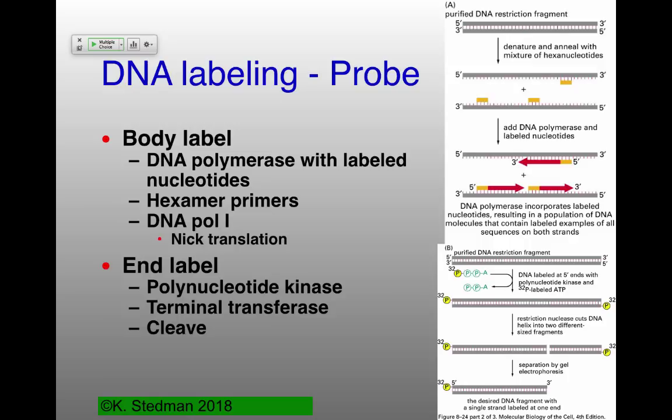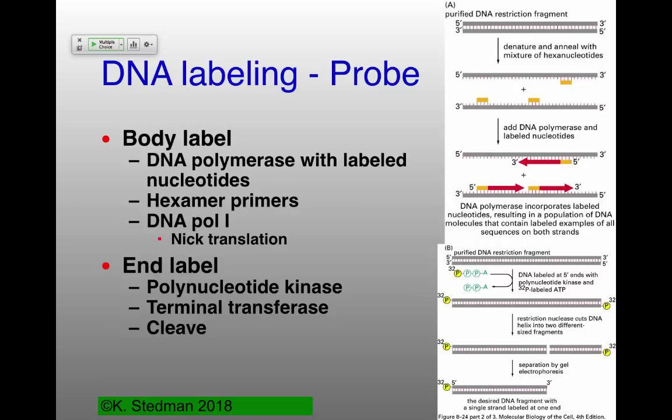There are really two different ways of labeling nucleic acids, body labeling and end labeling, and body labeling is just labeling the middle, and end labeling, not surprisingly, is labeling the ends. We'll start with end labeling. What kinds of ends do you have in nucleic acid?